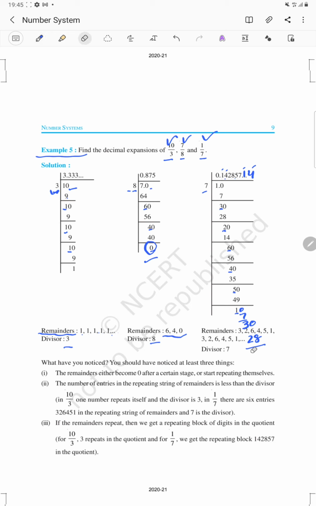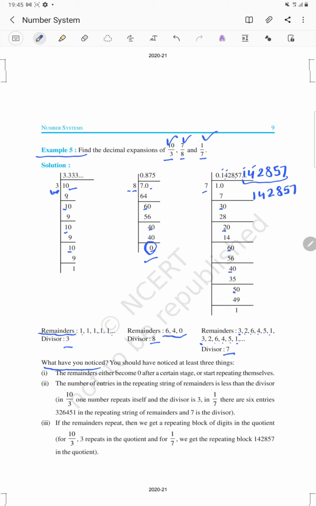So we can say the observation in this case is that the remainders are 3, 2, 6, 4, 5, 1. Again 3, 2, 6, 4, 5, 1. And similarly the quotient will also keep on repeating as 1, 4, 2, 8, 5, 7. After this again this whole bunch of numbers will get repeated, and the process goes on and on. So the process is not terminating when the divisor is 7.